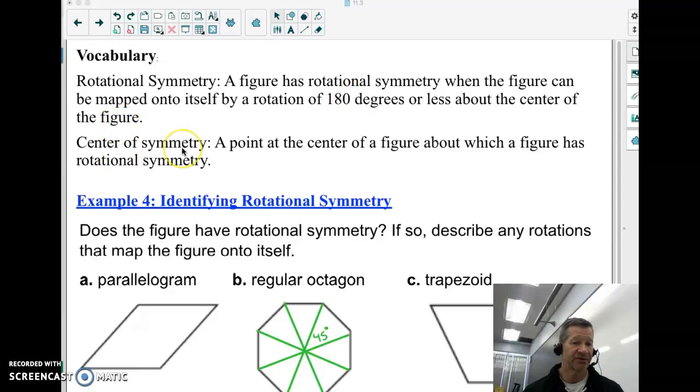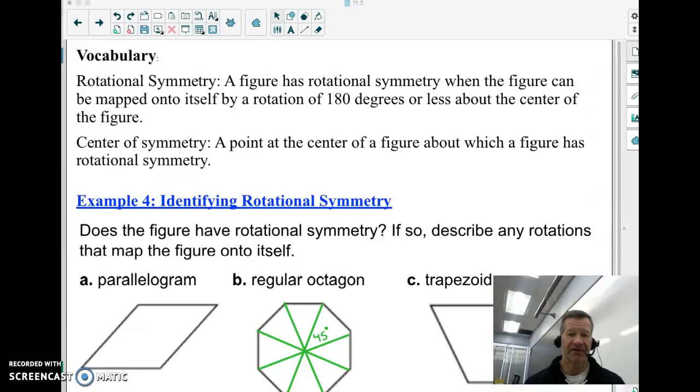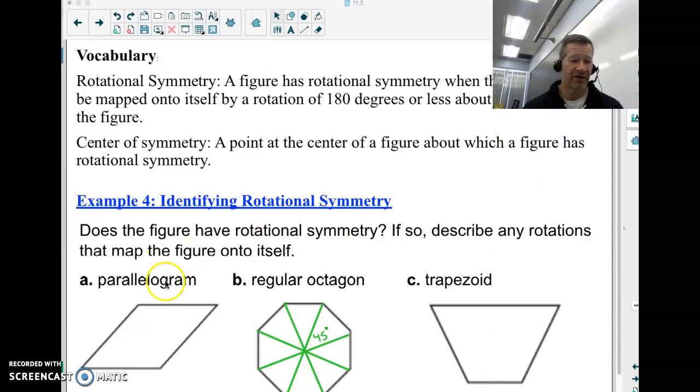The center of symmetry is a point at the center of the figure about which the figure has the rotational symmetry. So if we look down here, I've got three figures. The first one is called a parallelogram. We want to tell, does it have rotational symmetry? And if so, describe any rotations that would map the figure onto itself.